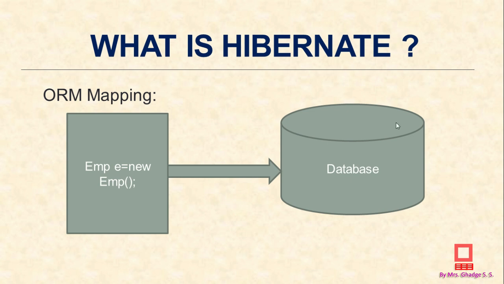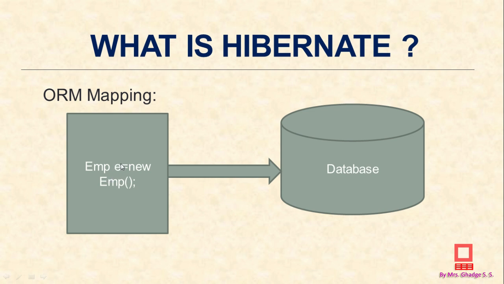Suppose here you can see one Java application, or we can say one object is there, Emp e = new Emp(). So here e is the object of the Emp class, and what we want to do here is store the data of this object into the database.